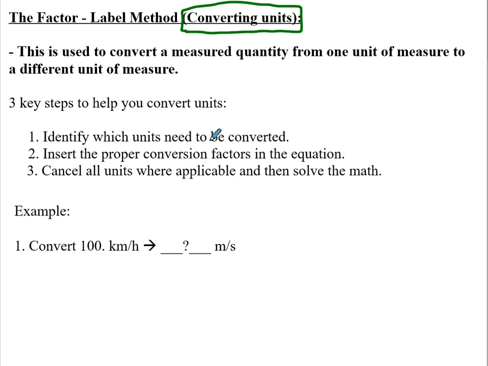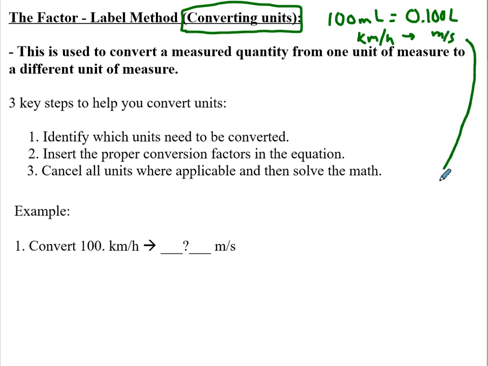We're not just going from, let's say, 100 milliliters to 0.100 liters. What we're looking at is maybe something like a kilometer per hour and converting that to a meter per second, which is actually going to be our first example.